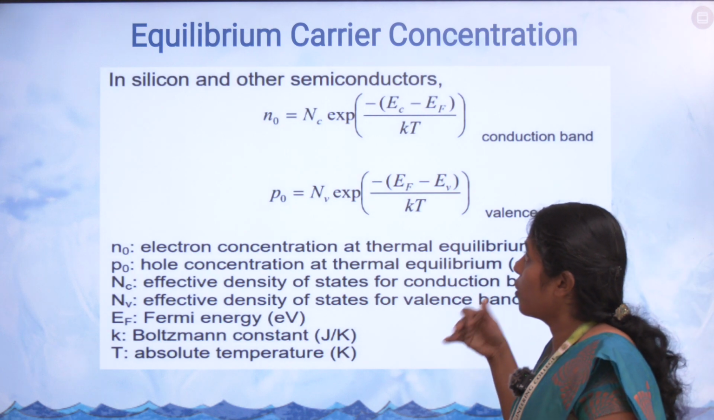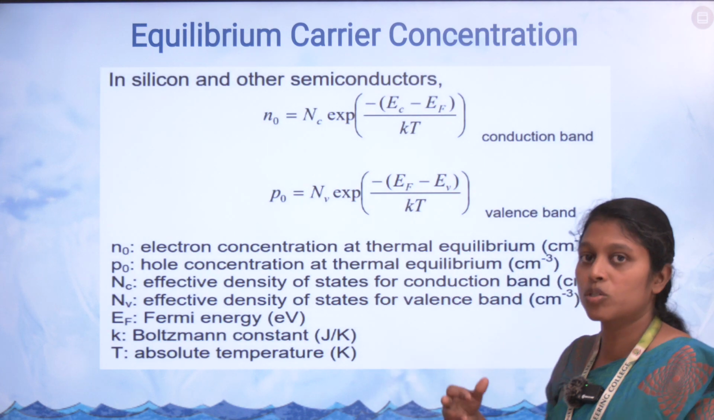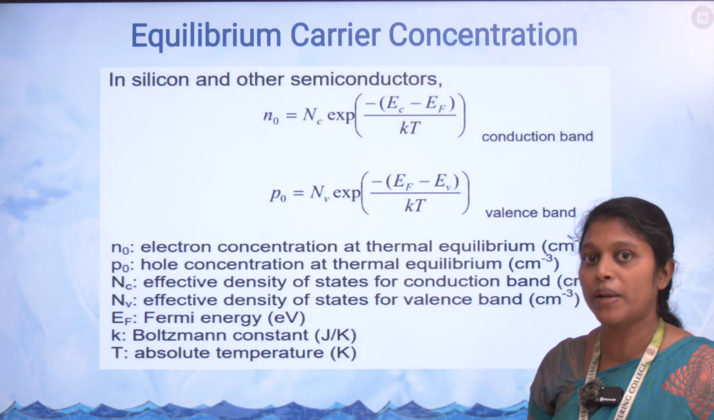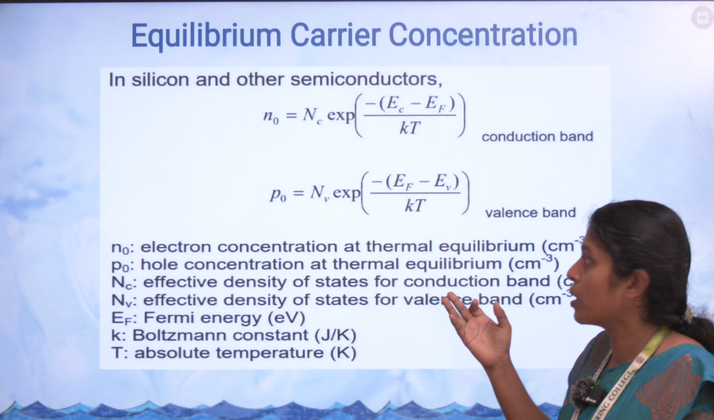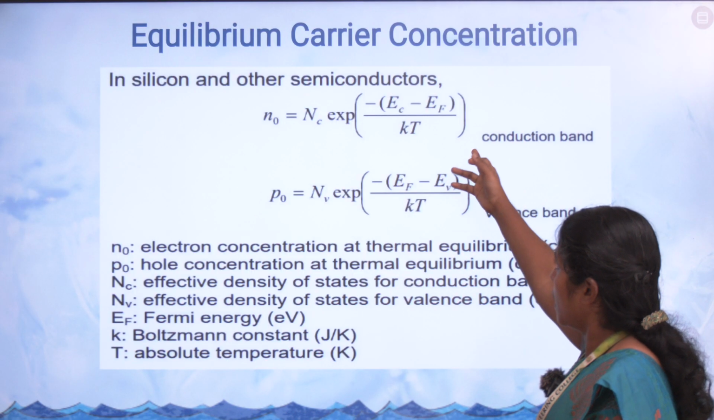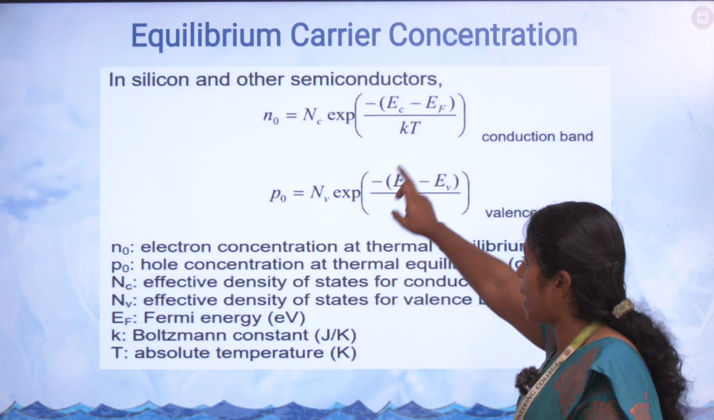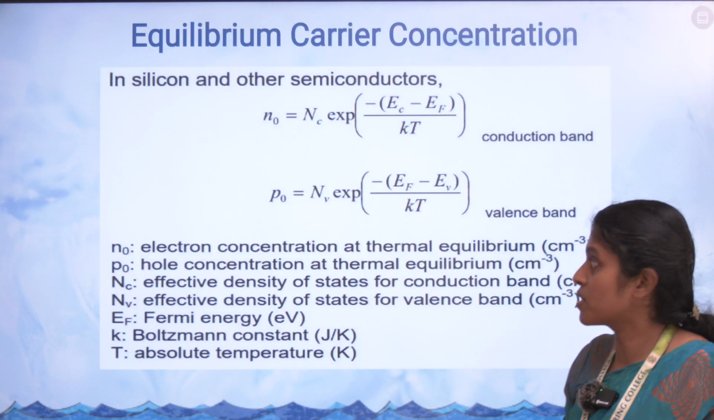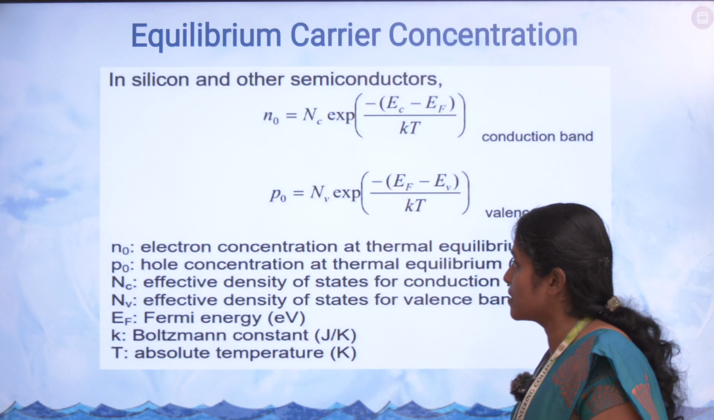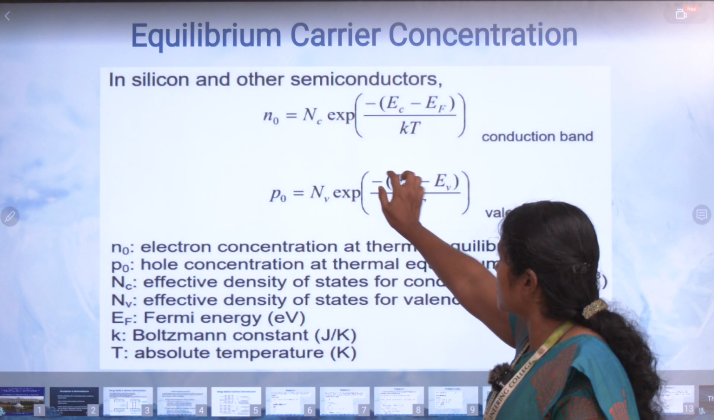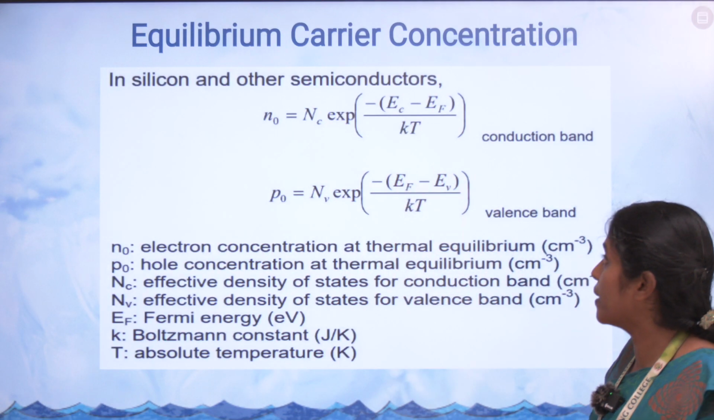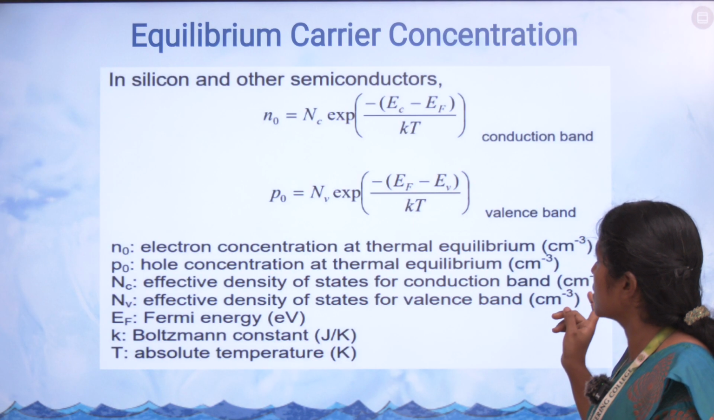Now for the doped material, that is the extrinsic semiconductor material, silicon, the values of n, the electron concentration, and p, the hole concentration, are given by: Nc, which refers to the density, and exponential of minus of Ec minus Ef.